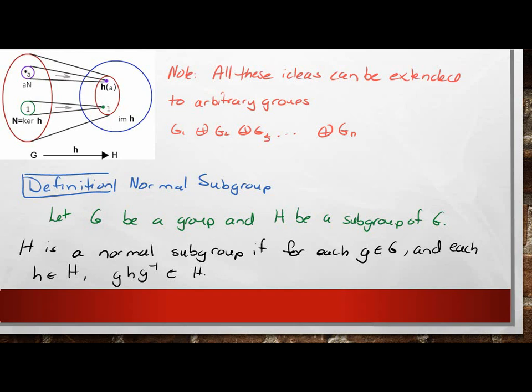What is a normal subgroup? H is a normal subgroup if for each g in the big group and each h in the subgroup, g h g inverse belongs to H.